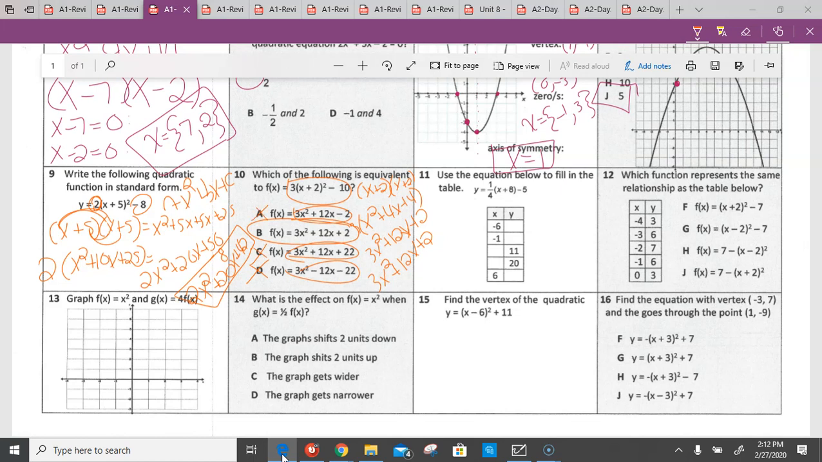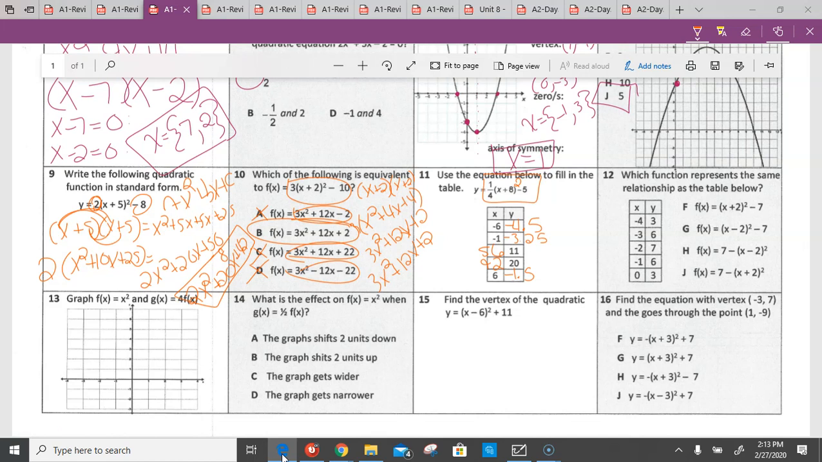Number 11, use the equation below to fill out the table. There's an error here. That should be squared. So 1/4 x plus 8 squared minus 5. When you do that, you get the following numbers when you graph it into a table. You get -4.5. You get -3.25. You get 56 over here. You get 92 right here. And -1.5. So make sure you put that square and then graph this. Do Control T, and then just fill in the pieces of the table.